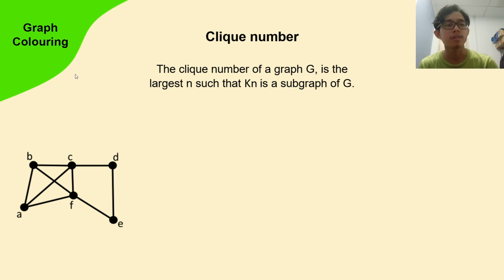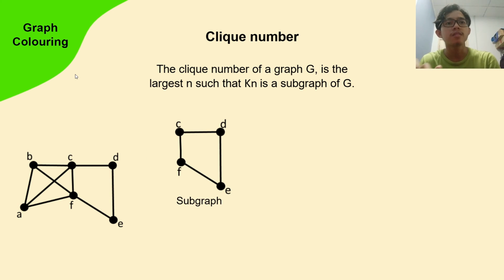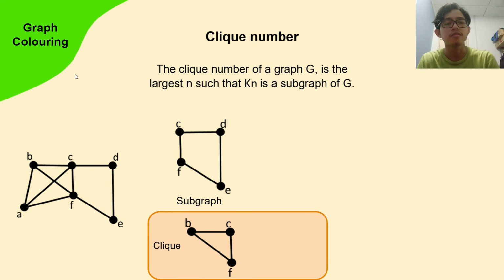There are a lot of subgraphs in this graph. For example, this is a subgraph consisting of vertices C, D, E, and F. Then we will need to find clique. Clique is also a subgraph, but it is a complete graph. In this graph, there are a few cliques. For example, this is a subgraph of B, C, and F, and this is a subgraph consisting of vertices A, B, and F.